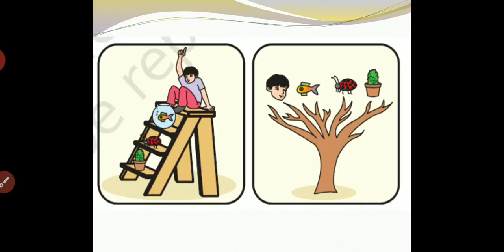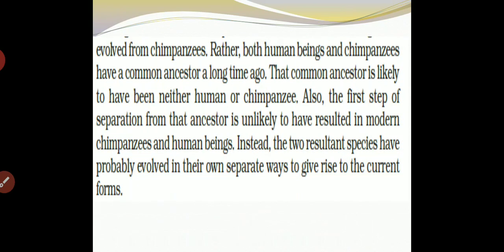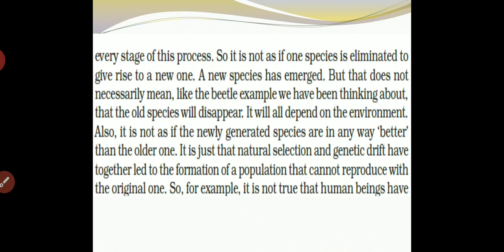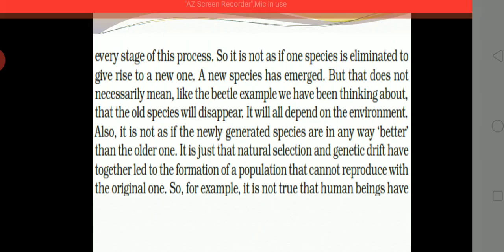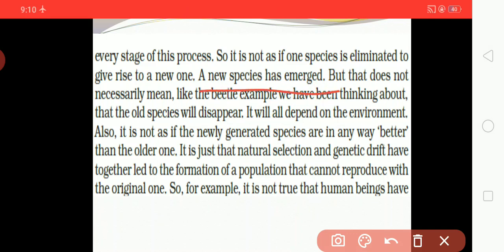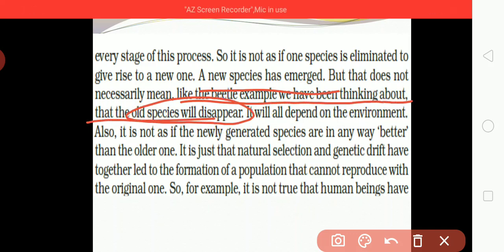Here you can see that a new species has emerged. But that does not necessarily mean, like the beetle example we have been thinking about, that the old species will disappear. In the beetle we can see that the old species disappeared and a new one was generated. It will all depend on the environment also.